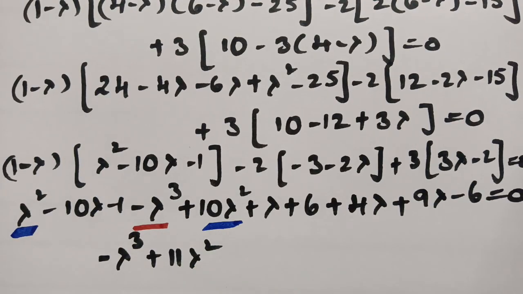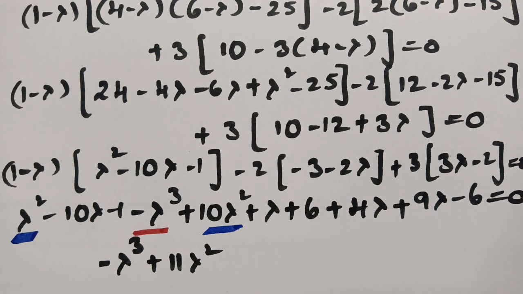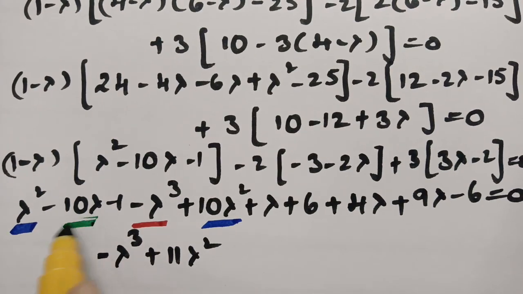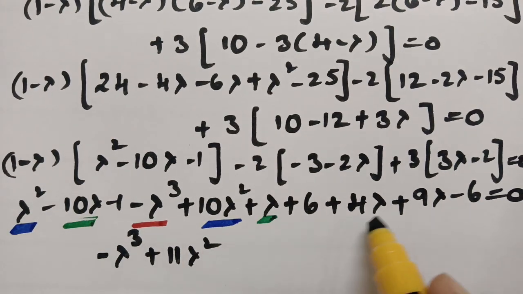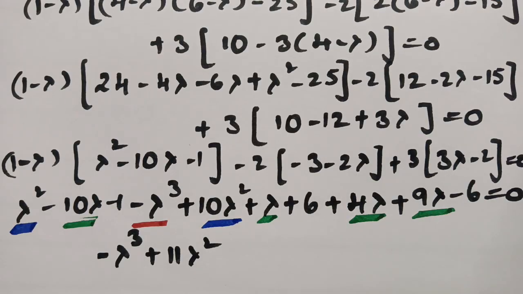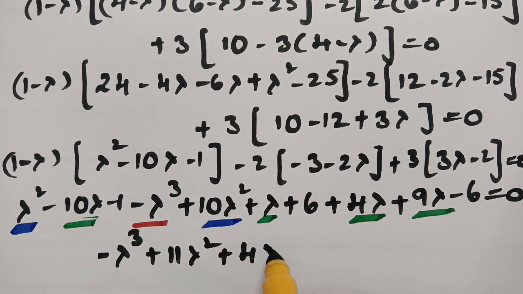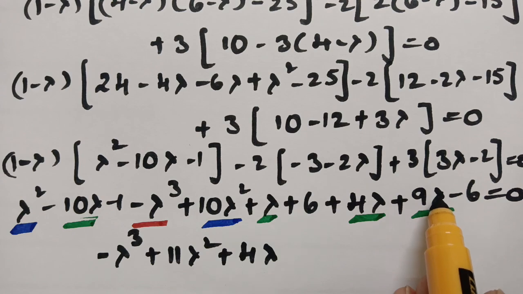And see, coming to lambda terms, the quotient of lambda terms, this is minus 10, this is plus 1, this is plus 4 and this is plus 9. So if you observe, minus 9 and plus 9 got cancelled, and see what is left over, plus 4 lambda is left over. So this is minus 10 plus 1, minus 9 plus 9. So we can cancel these, and here 4 lambda is left over.